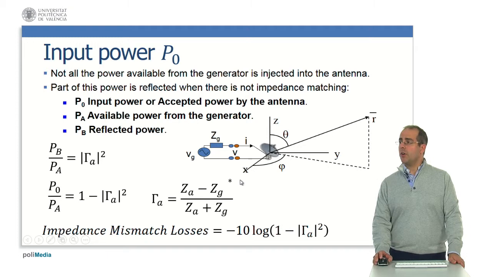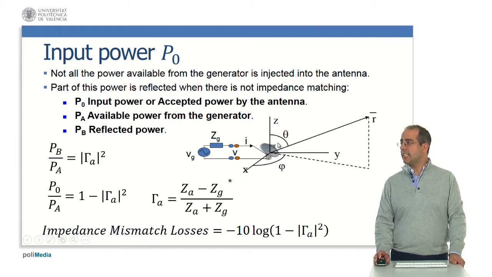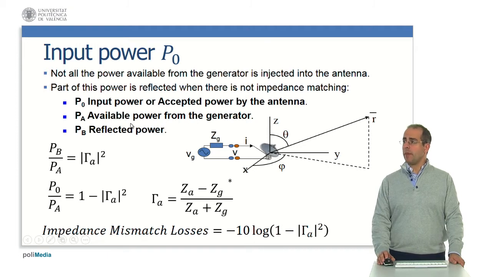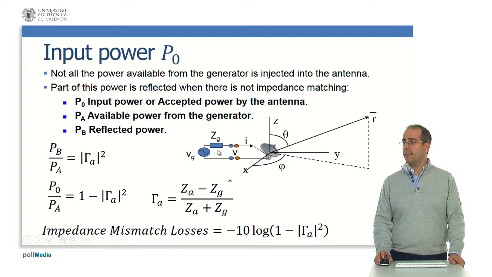Input power. Not all the power available from the generator is injected into the antenna. Part of this power is reflected when there is no impedance matching between the generator and the antenna. So we can define three powers. We have the input power or accepted power by the antenna. We have the available power from the generator. And we have the reflected power that we will have here.